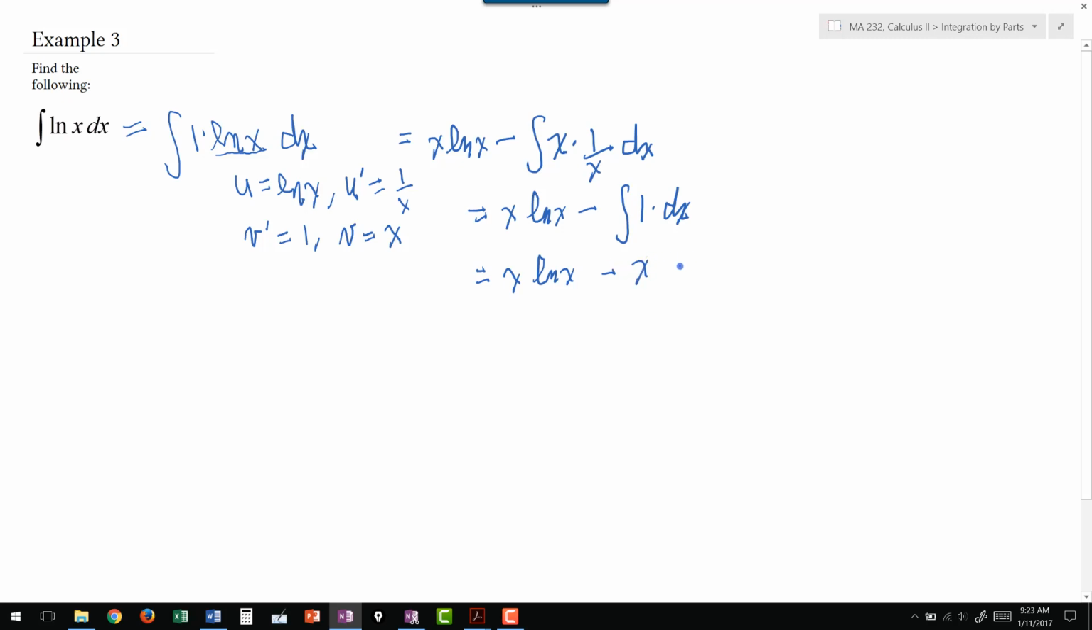That integral is just x, and we remember our constant of integration. So for our final answer, the integral of natural log x is x log x minus x plus a constant.